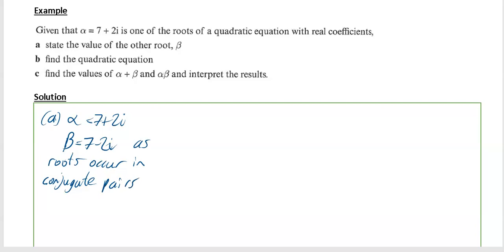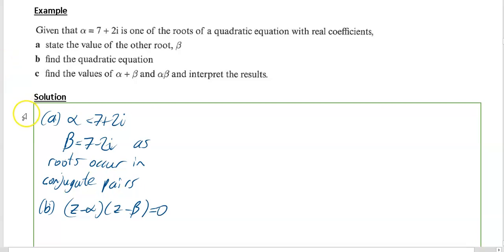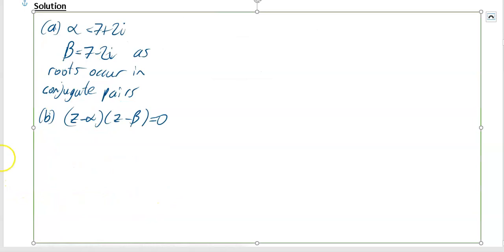Part B says find the quadratic equation. So we're just going to write z minus alpha times z minus beta equals 0, like the wee example I did there with alpha and beta being completely real numbers, I think 4 and 5. Same idea here. So we're just going to fill this in and then we're going to expand the brackets.